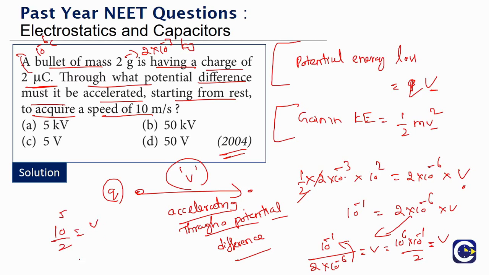So this we can write as what? 10 power 5 can be written as 100 into 10 power 3. So 100 by 2 is 50, 10 power 3 kilo. So what is the potential difference through which it is accelerated? 50 kilovolt. The correct answer for this is option B. It's a straightforward question. We are just equating the loss in the electrostatic potential energy to the gain in the kinetic energy.